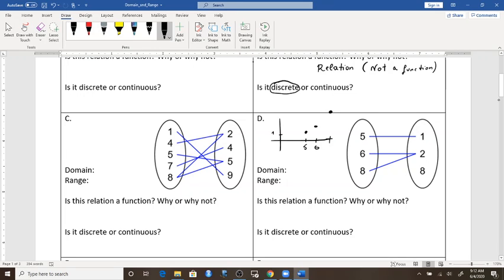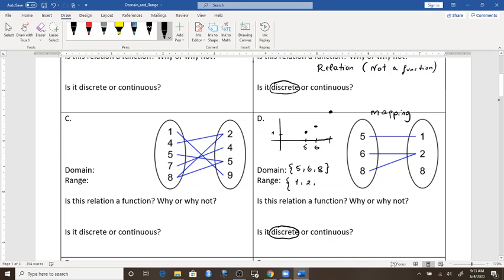Okay, so I can actually start from here. It's discrete, so for the domain we're going to use curly brackets, and the possible values for the domain are 5, 6, and 8. And for the range, you need to look at the right hand side. So we have 1, 2, and 8. That's called the mapping. This type of representation is called a mapping, where you list all the values of x on the left side, all the values of y on the right hand side, and you use segments to connect these values.